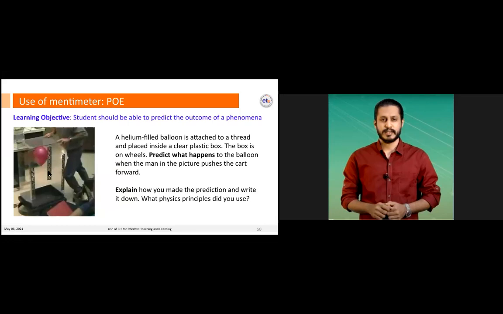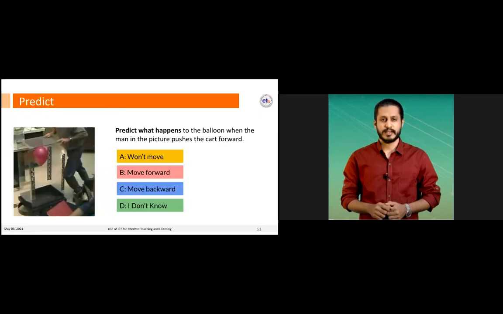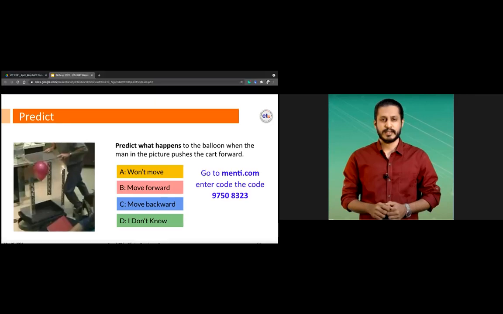So there is no vacuum or something like that. It's normal conditions. So what will happen to the balloon? You can think about the explanation later on when you respond. So the options are A, the balloon won't move. B, the balloon will move forward. C, the balloon will move backward. I don't know. So I want you to participate again in a Mentimeter.